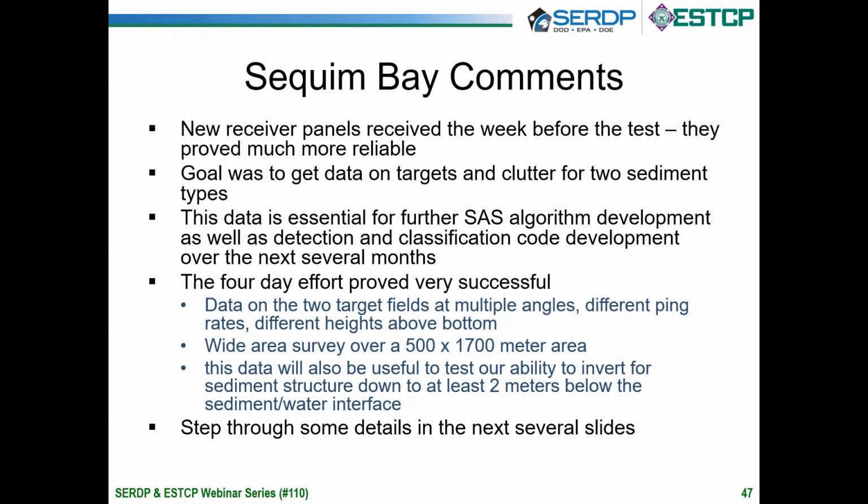The goal of this test was just to get data from the targets in the clutter in 2 different sediment areas, and we wanted to use this data to further work on synthetic aperture sonar development. In particular, we're imaging volumes now, and also to start to think about how to modify our classification codes to accept the data type that we will be receiving on the MUST system. And what we conducted was a 4-day effort covering those 2 target fields. And so in the next couple of slides, I'm going to step through some of the details of doing the Sequim Bay test.